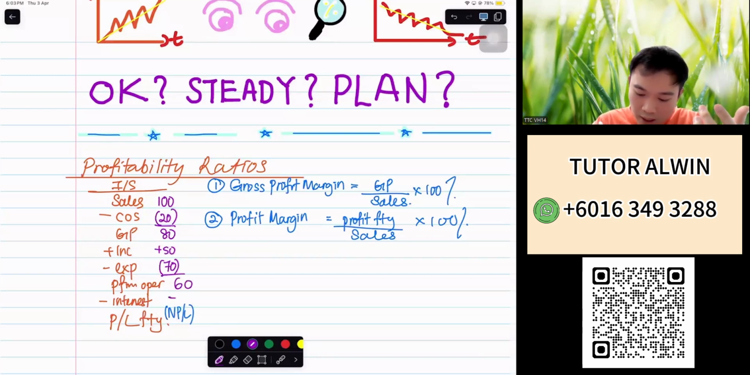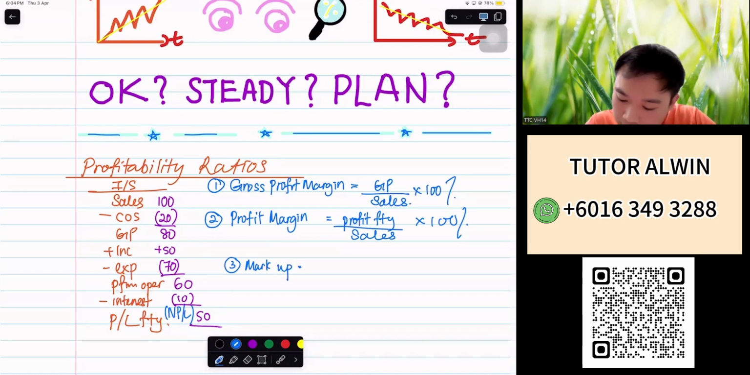And 60 minus off a small interest portion, you get 50. So if we talk about gross profit margin, 80 over 100, then you get 80%. And profit margin, you take this compared to the sales, you get 50. Okay? So then there is something called the markup.